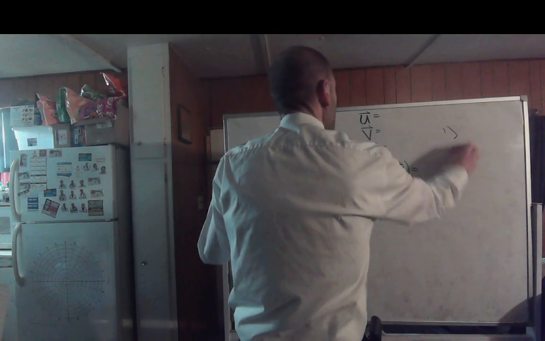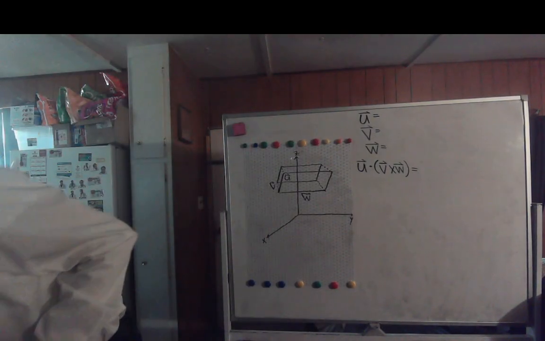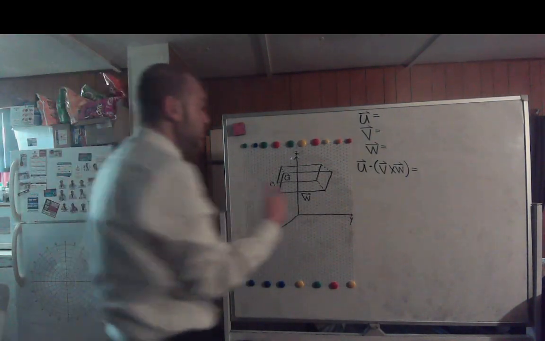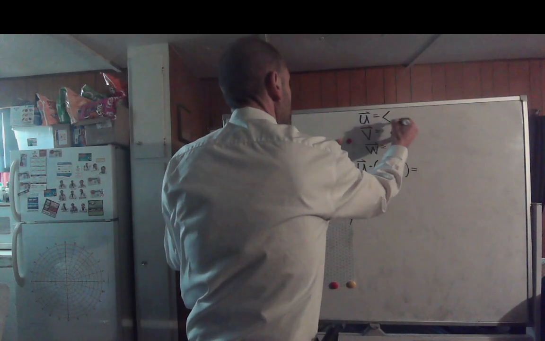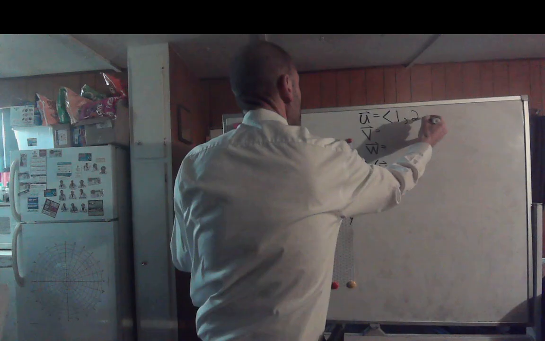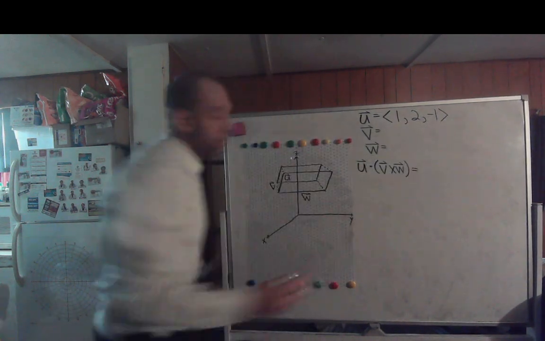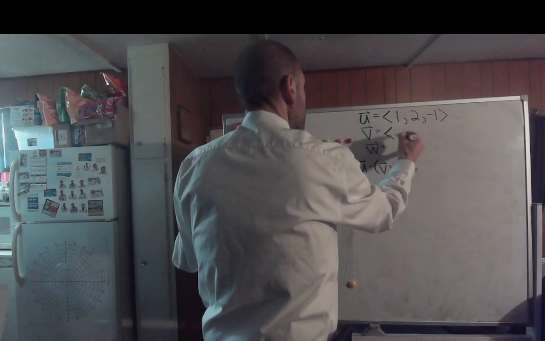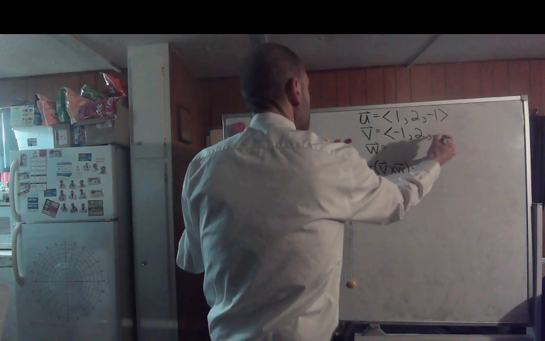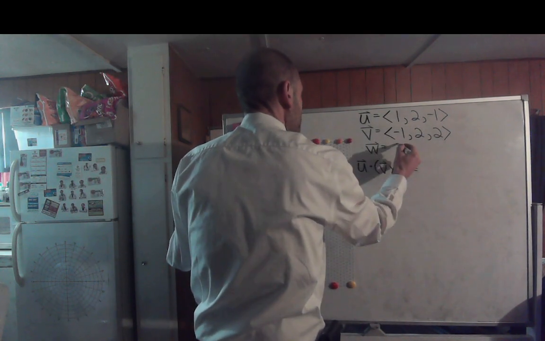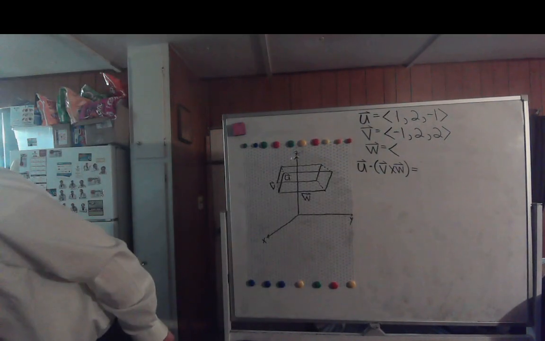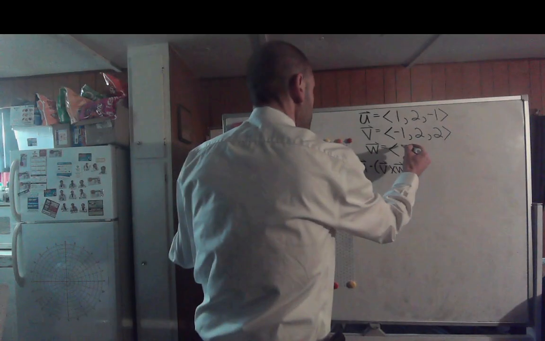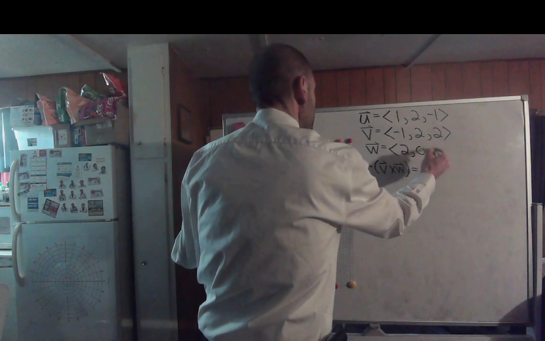So let's see. We'll have different vectors this time. Vector u is 1, 2, negative 1. Vector v is negative 1, 2, 2. Vector w is going to be 2, 0, 1.